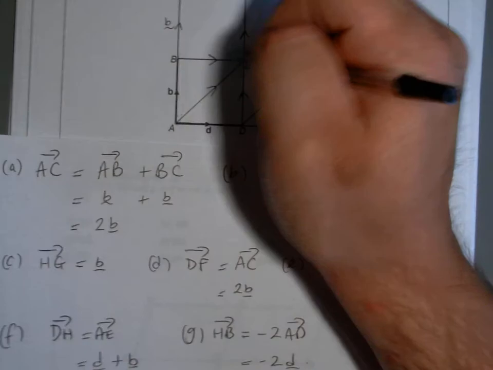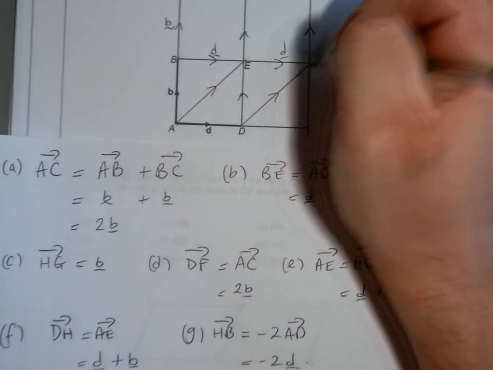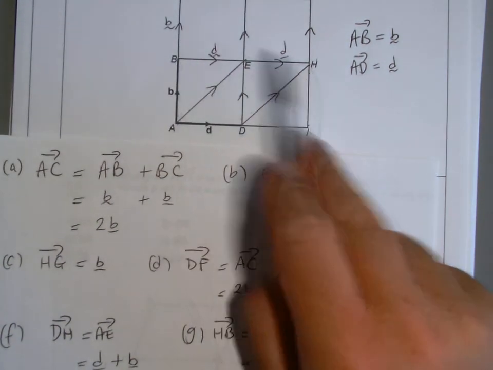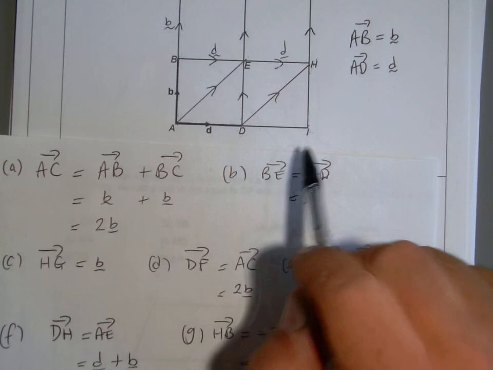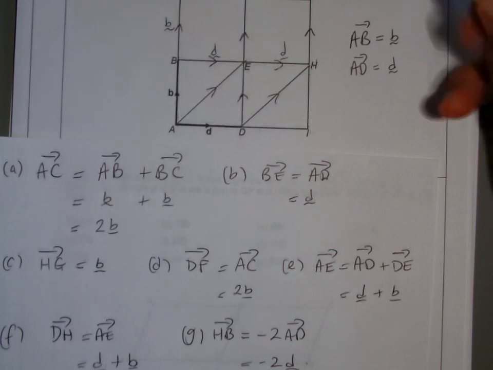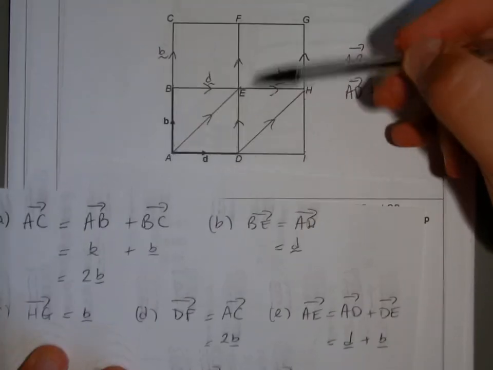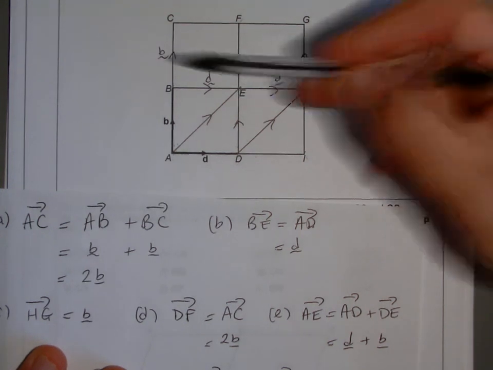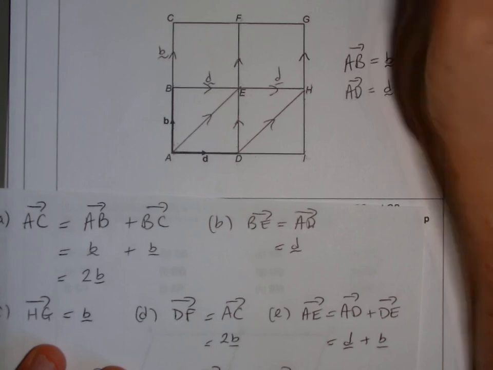So hopefully you can see what I'm doing there. This here is little d, and this here is little d. So B to H will be 2d, but if you go the other way, HB, it would be minus 2d. Okay, so let's work out the other ones a bit quicker now. FE, so FE is that one going from F to E here, so that will be minus b. So we minus b there.